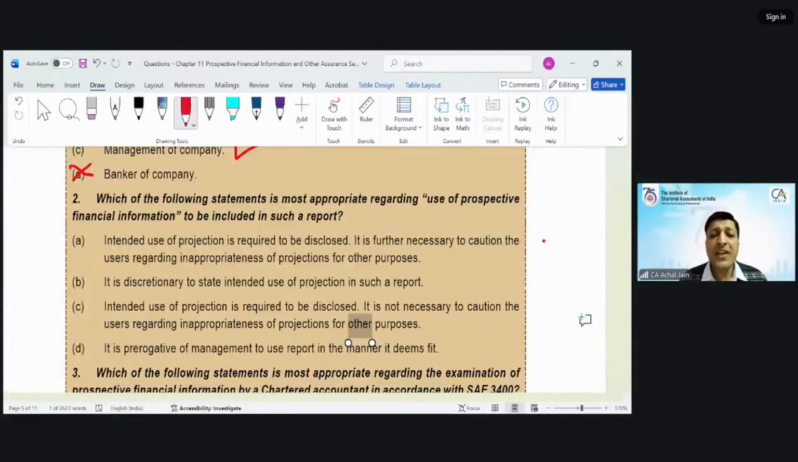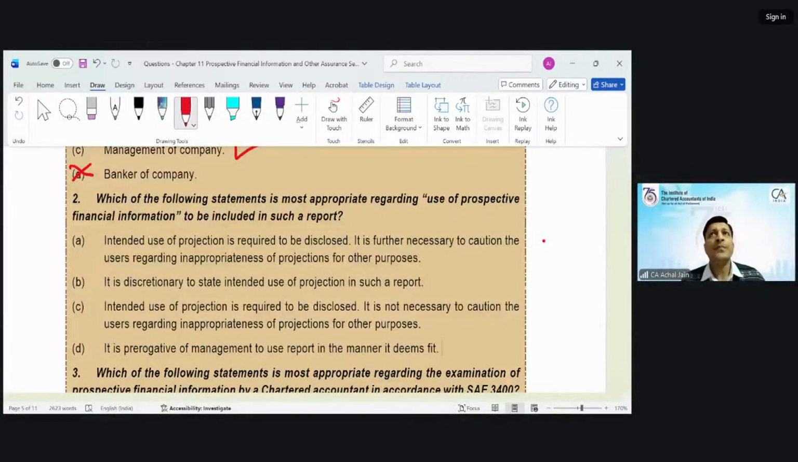Intended use of projection is required to be disclosed. It is further necessary to caution the users regarding inappropriateness of projections for other purposes. B, it is discretionary to state intended use of projection in such a report. C, intended use of projection is required to be disclosed. It is not necessary to caution the users regarding inappropriateness of projections for other purposes. D, it is the prerogative of the management to use a report in the manner it deems fit.